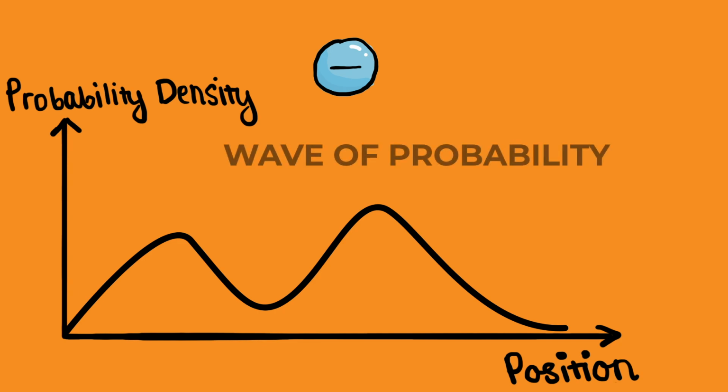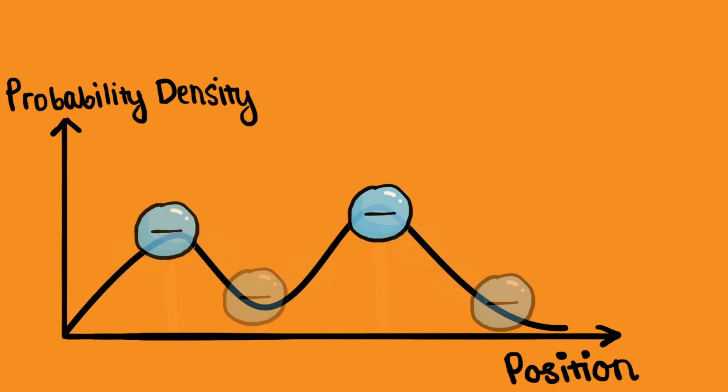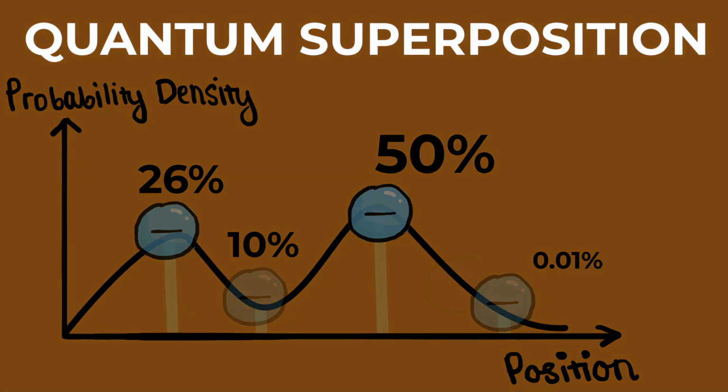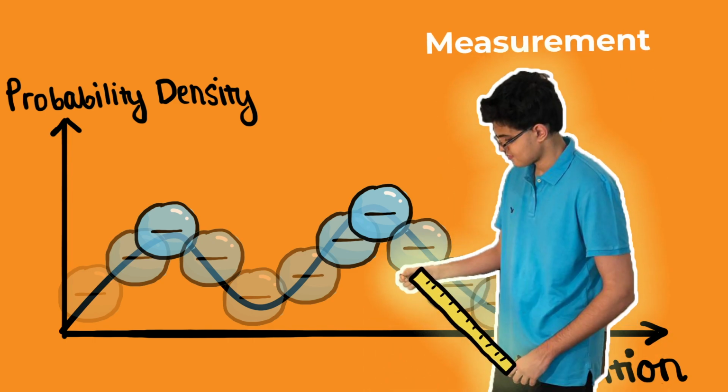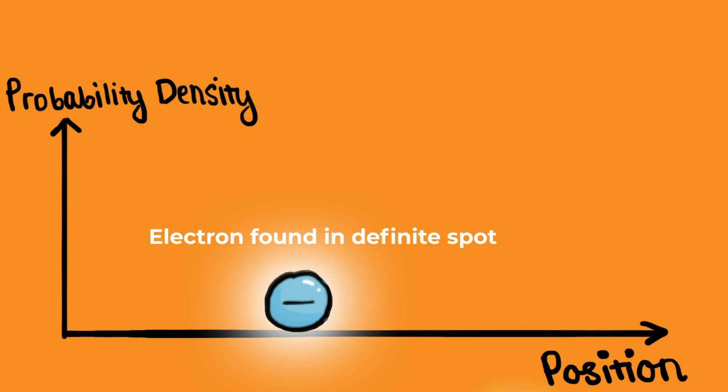This means that electrons can exist in multiple states at once, each state having a different probability of existing, known as quantum superposition. But every time a measurement is made, the whole superposition collapses and the electron conveniently finds itself in one of those probable spots. Understanding this concept is key to understanding quantum computing.